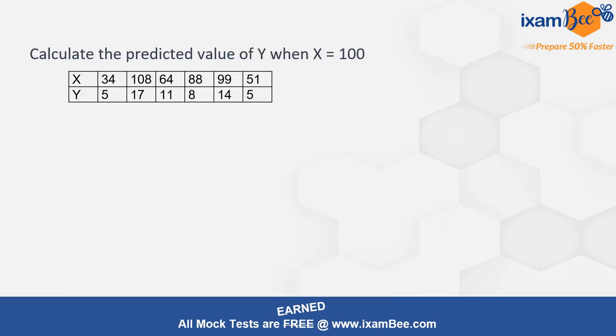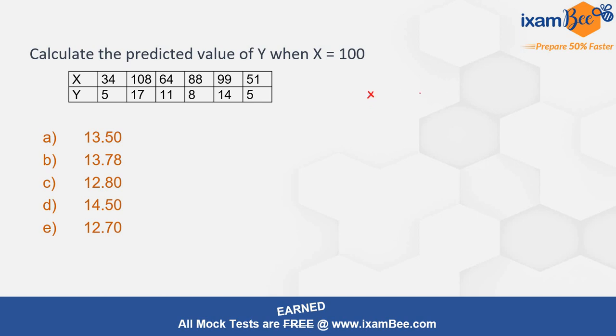The question is that you have to calculate the predicted value of y when x is 100. Pretty straightforward question, but a lengthy one. You are given the values of x and y, and based on these values you have to calculate what would be the predicted value of y when x is 100. The options are also given to you here. This is a straightforward question, just that it will require some time in calculation. If you know how to do it, just pause the video right away and solve it yourself. Otherwise, let's proceed along with me.